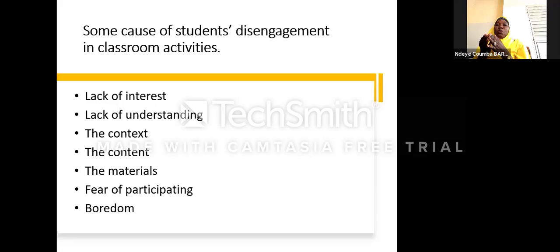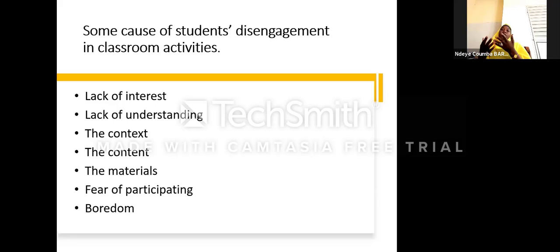This is why we have to focus on the context, because when the content is not good enough, the students will be lost, they will be disengaged, so they will be demotivated. This is why we should lay emphasis on the content before doing anything else. And also the materials.